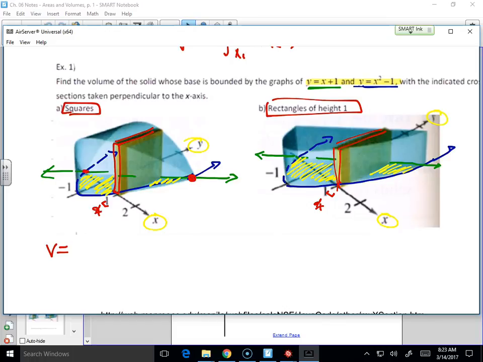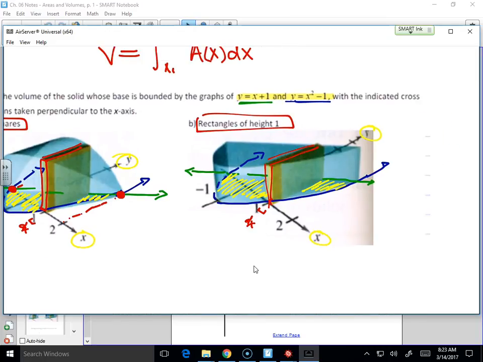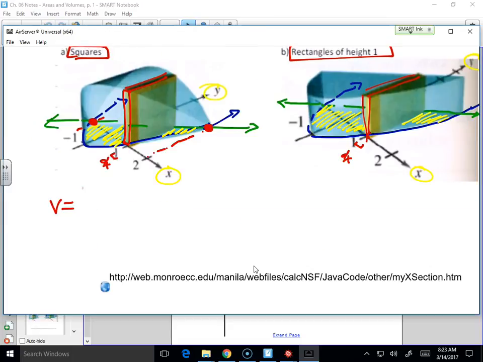Wait, why am I choosing these 2 points? Aren't they intersections? So it intersects at 2 and it intersects at -1. Question, should I be able to trust that you guys can find the intersections and that they end up being at -1 and 2? Yes, it's a quadratic, get all to one side and factor. Okay, so my bounds are going to be from -1 to 2 of area of who?